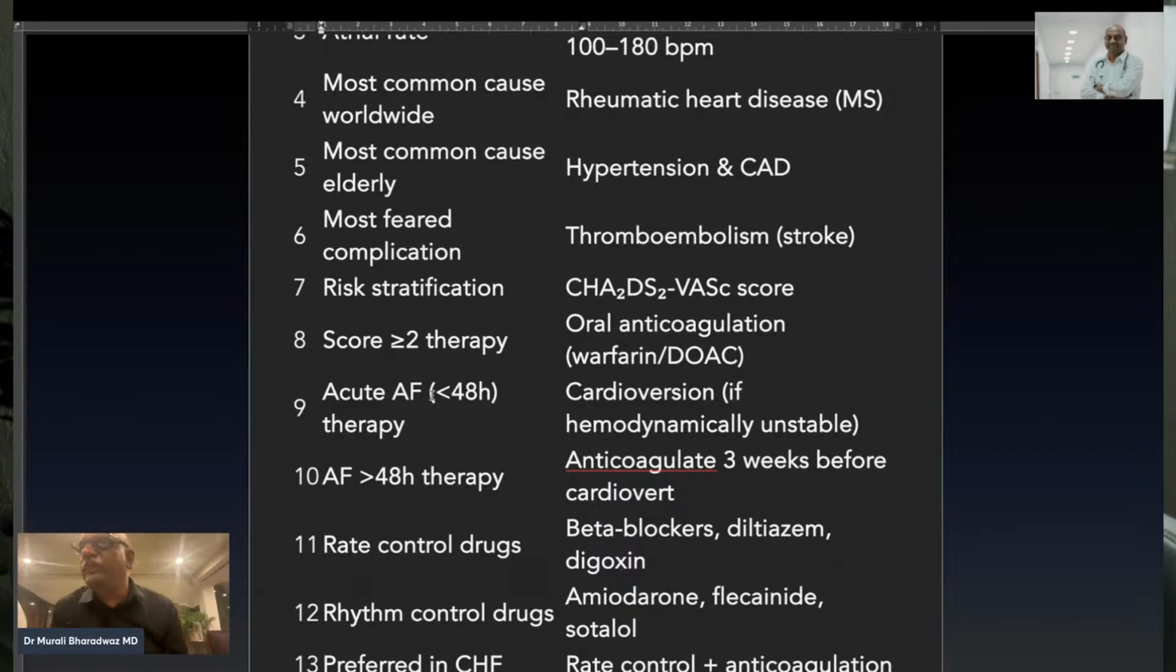So the most feared complication is that atrial fibrillation can lead to thromboembolism. Then there is a score called the CHA2DS2-VASc score.